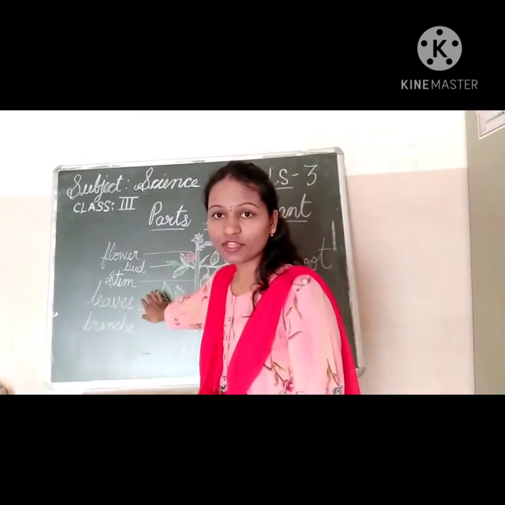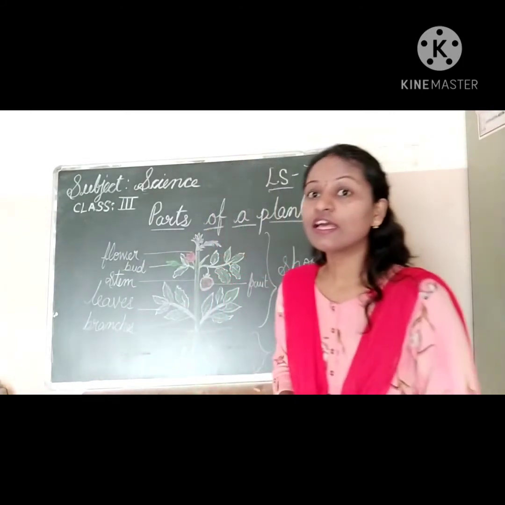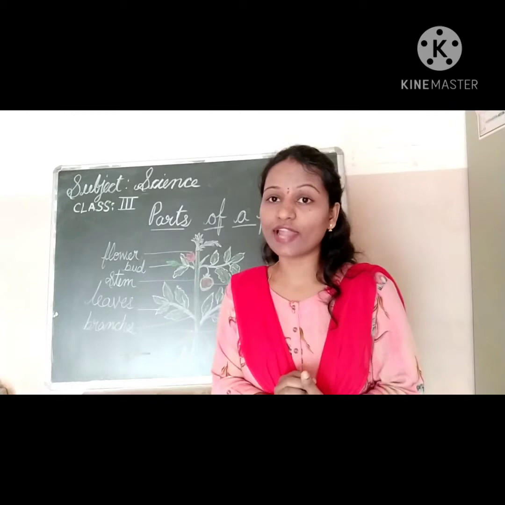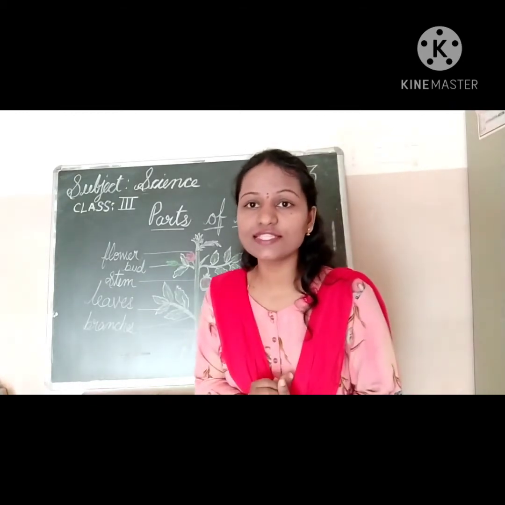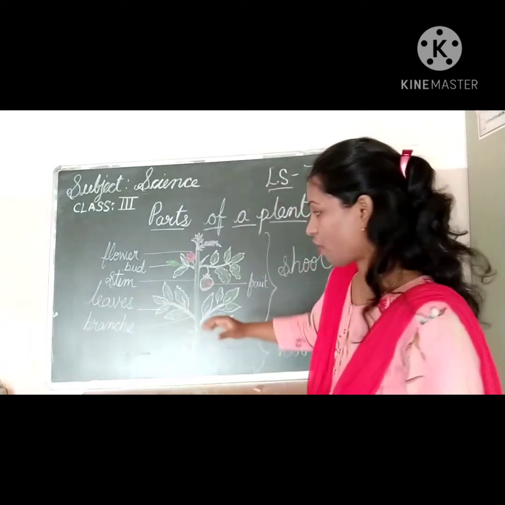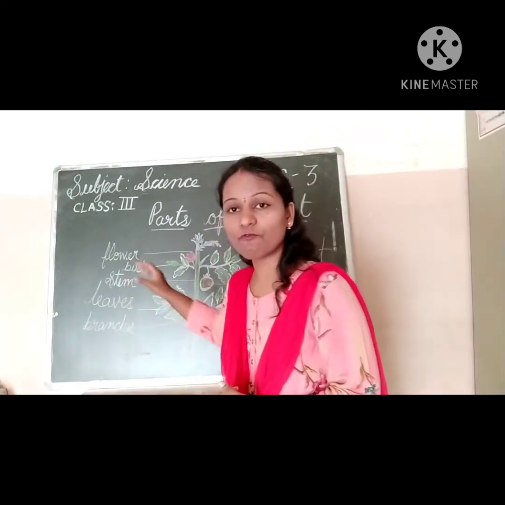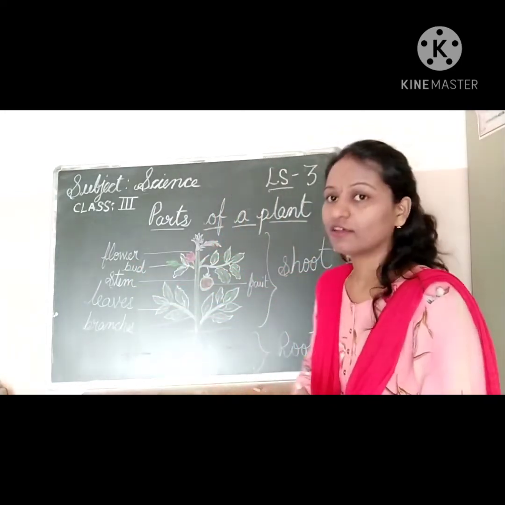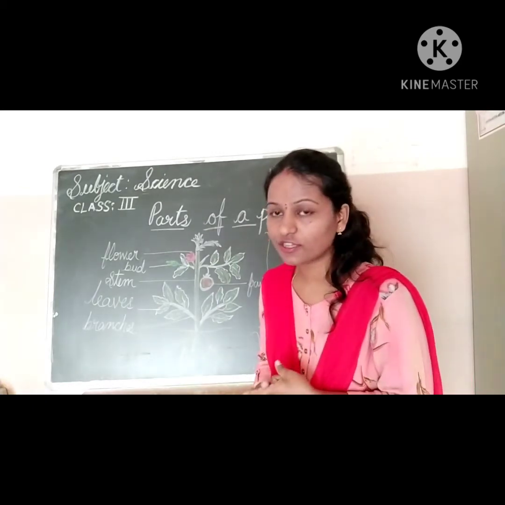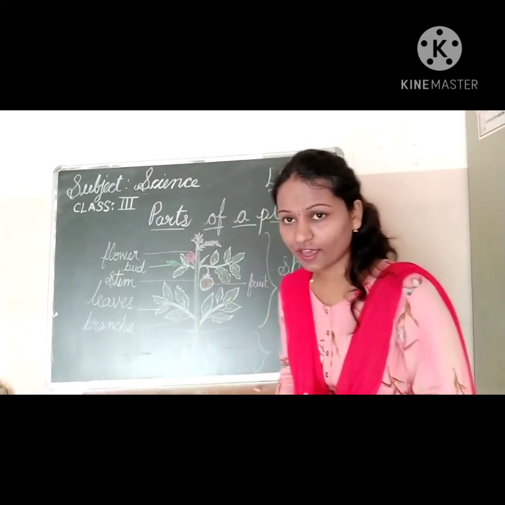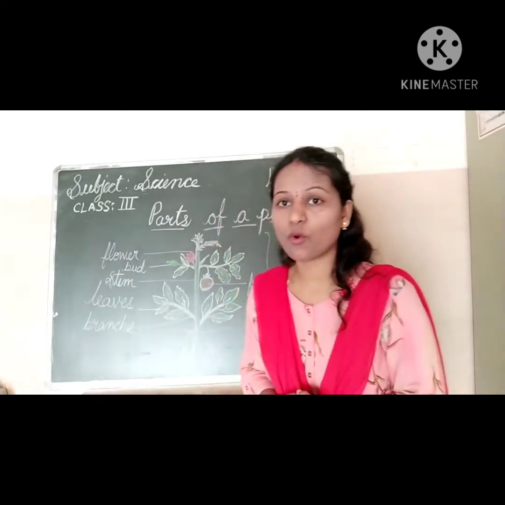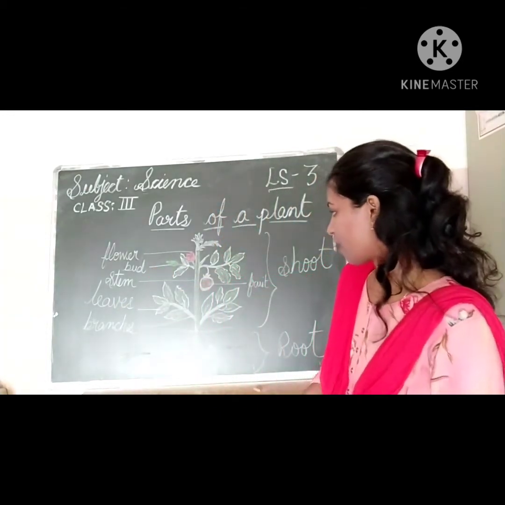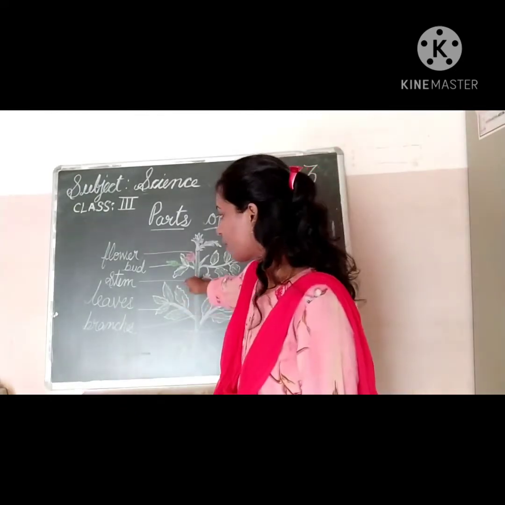And what are the functions of leaves, children? A leaf is also called the kitchen of the plant. Why is it called the kitchen of the plant? Because it prepares food for the plant with the help of water, sunlight and air. And a leaf consists of stomata. What does it consist of? Stomata.